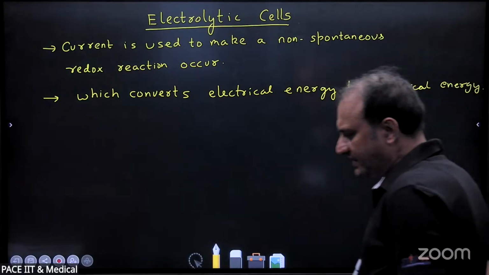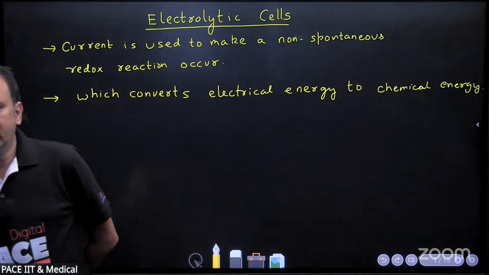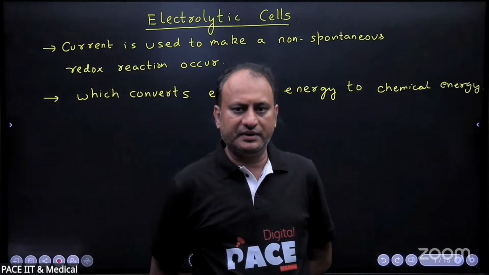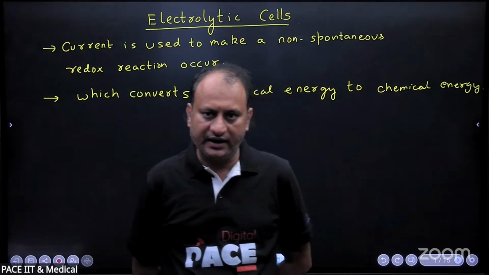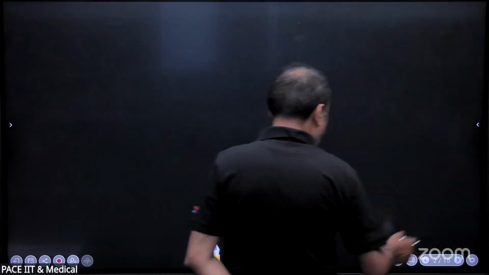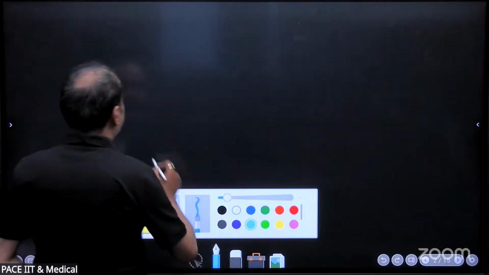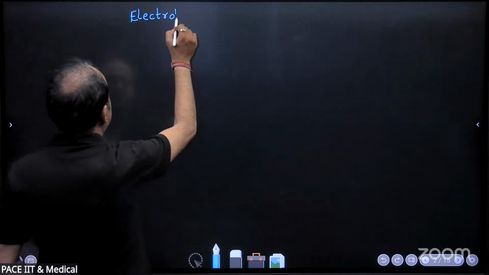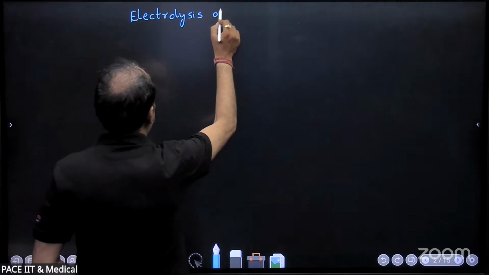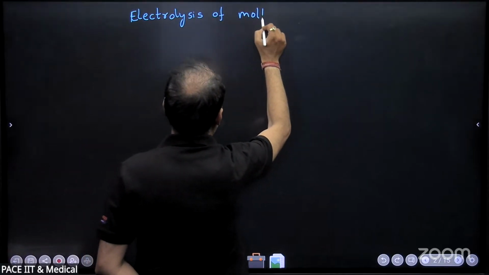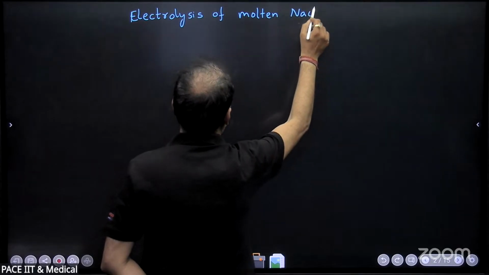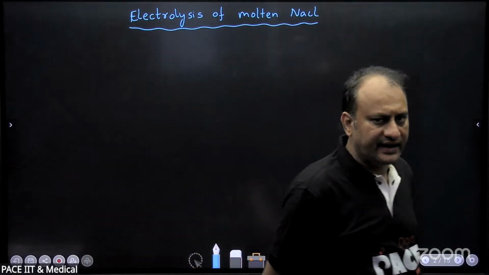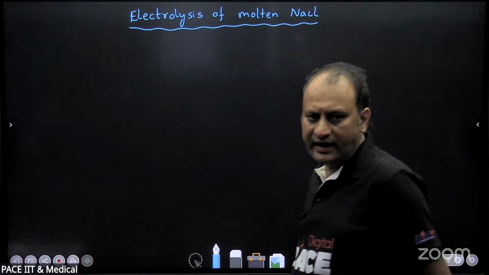So let's start by taking a few examples to understand that whenever we are doing our electrolysis, what will be the products? What will be the product at cathode? What will be the product at anode? So the first example I will take is of electrolysis of molten NaCl.